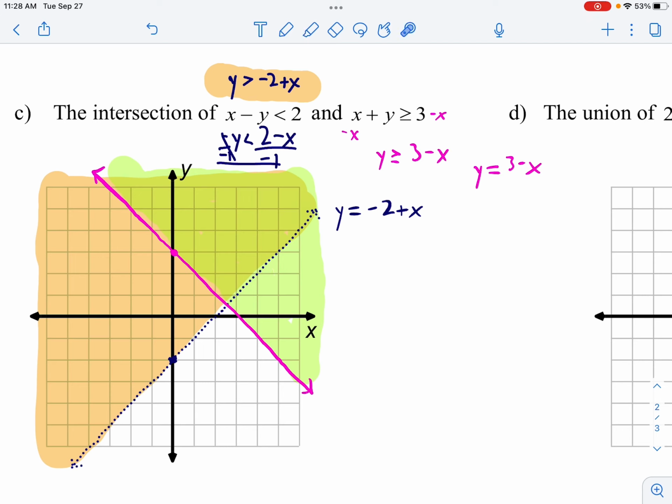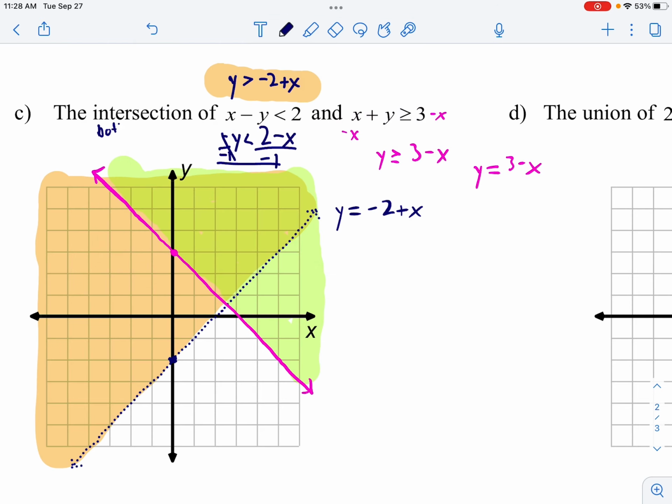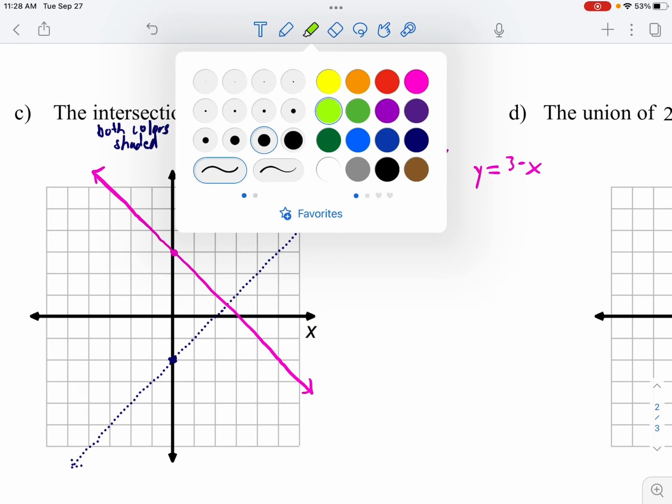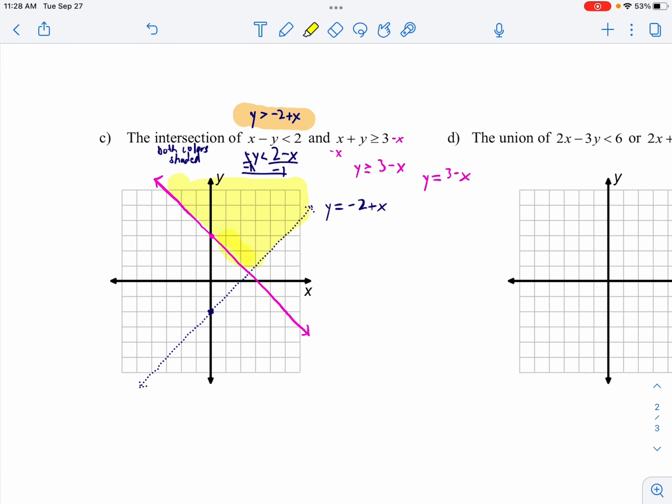So we have to think about which of these three regions we want to keep. This is an intersection, so we need both colors shaded. We want the region where both colors are shaded. That's going to be just right here in between my lines. To the left, we only have orange. To the right, we only have green. We want to keep this little orange and green region right here. So let's erase this shading, erase that shading, and then reshade the region where we had both our colors shaded. So pause, rewind, if you're having trouble. All right, we want to keep that region.